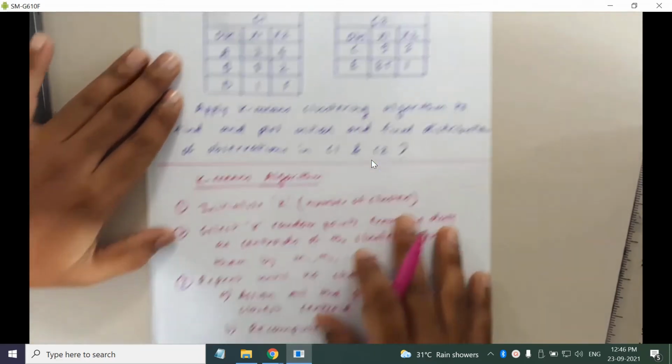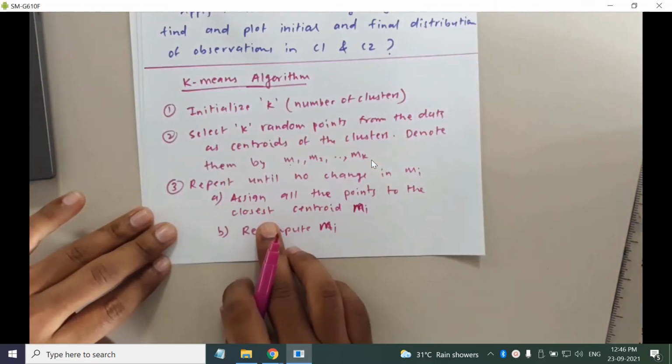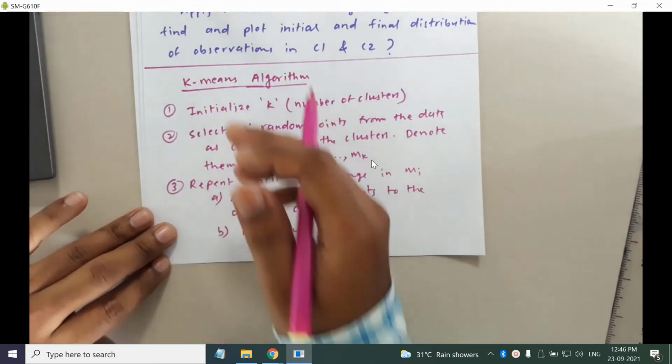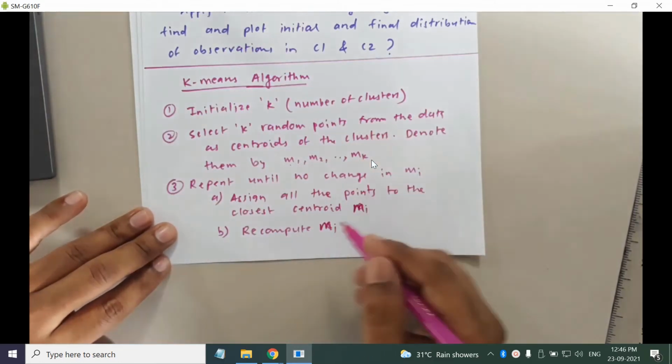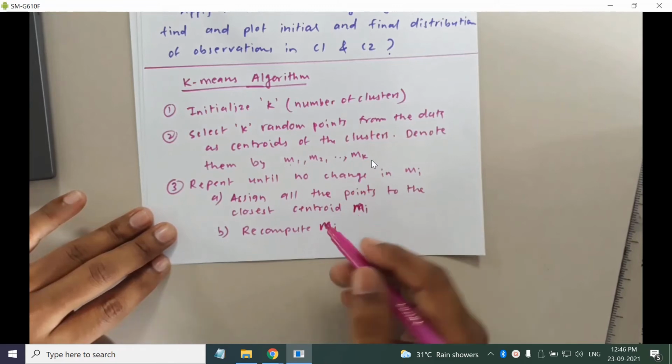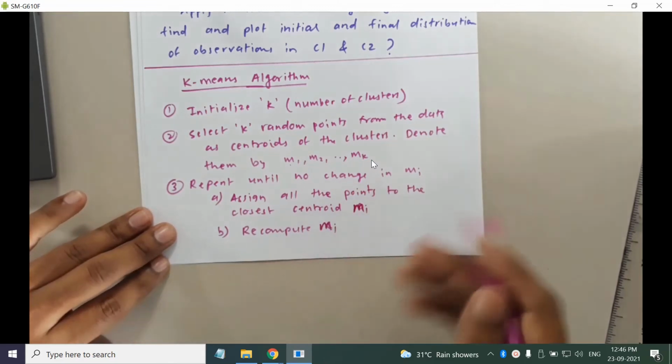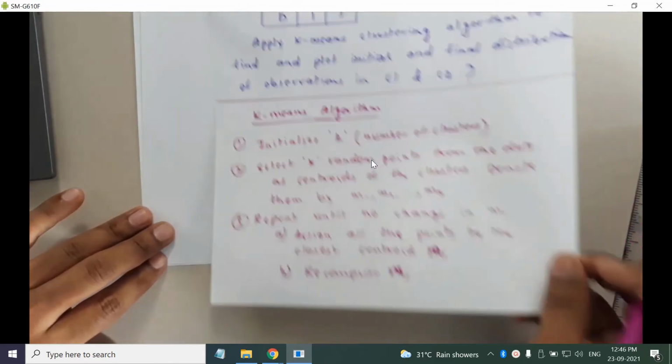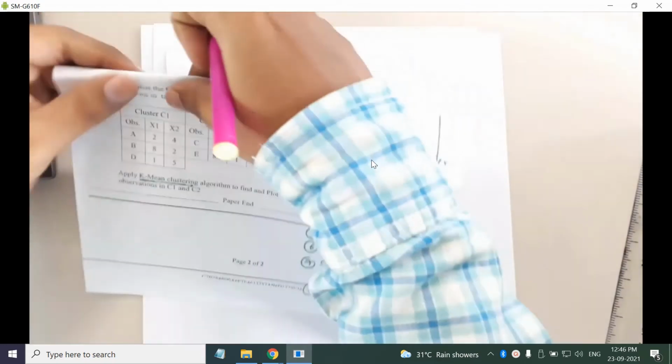Then we have to go in iteration. Then you assign the data points to the closest centroid, and then again recompute the cluster. Okay, so let us solve this problem. So I have the problem here. So this is the question paper.